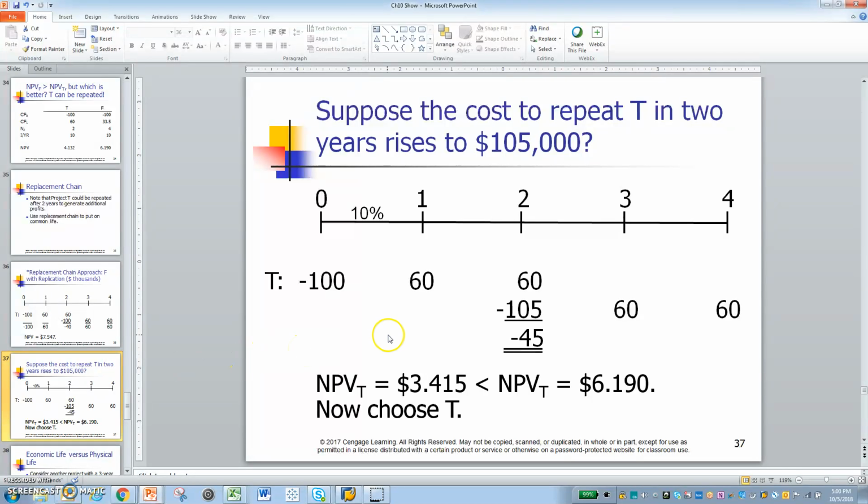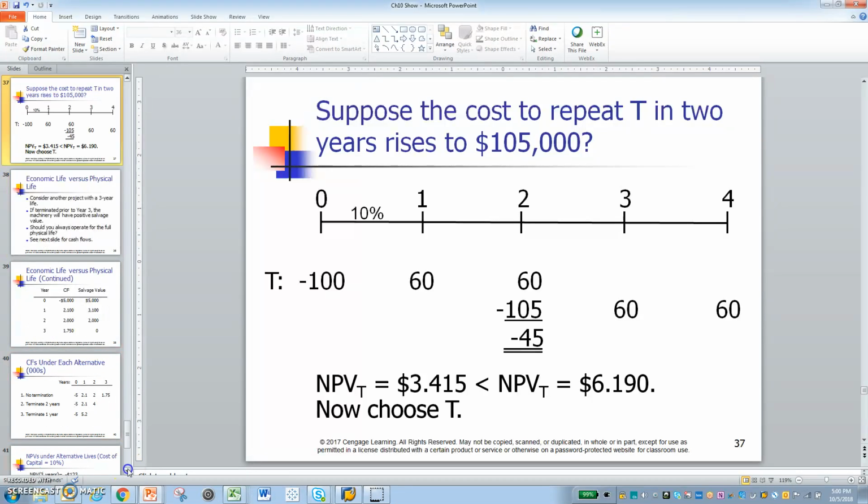Now, if in year 2 the cost of doing this investment or this project went up to 105, well, that changes everything completely. And you can quickly change that into your calculation and see that the new net present value would be 3.4, which is less than the value of the other project. So you would want at that point to change which project you would want to do.